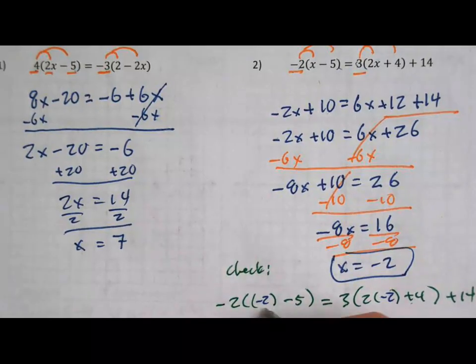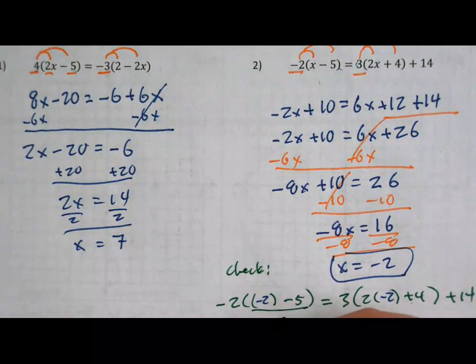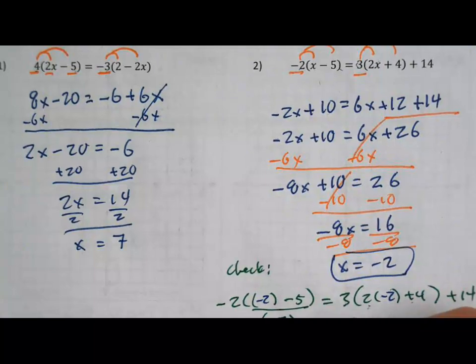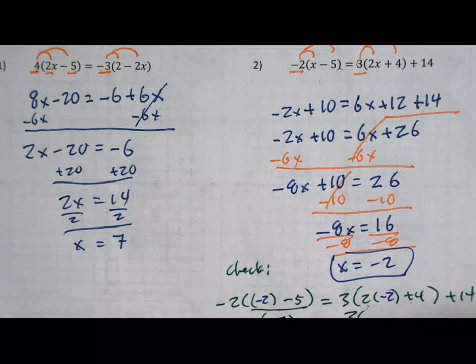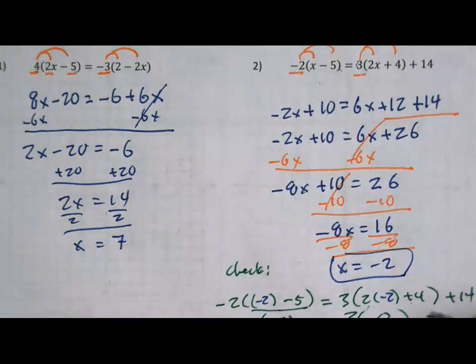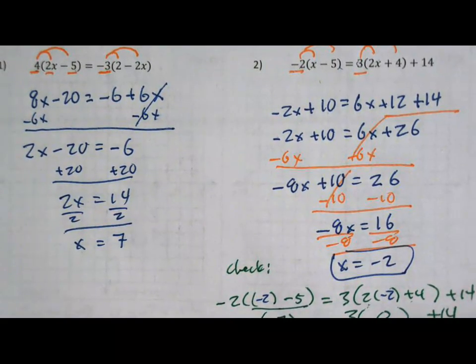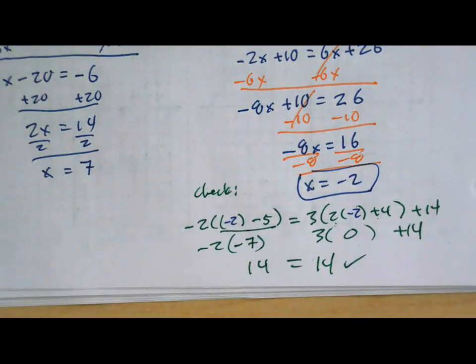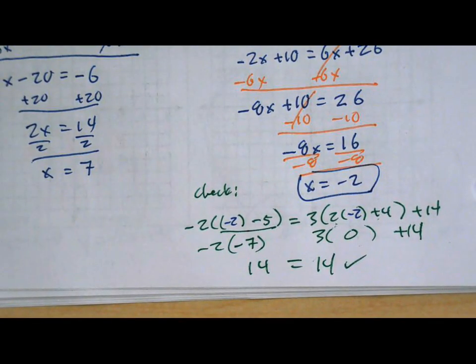Let's see here. Inside of the parentheses is a -7, so I got -2 times -7, which is 14 on that side. Inside here, I got 2 times -2, which is -4 plus 4 is 0. 3 times 0 is 0 plus 14 is 14. There we go. It works. Sorry, I had that off the screen, but start to finish, maybe 30 seconds tops for me to check and see if that equation's correct.